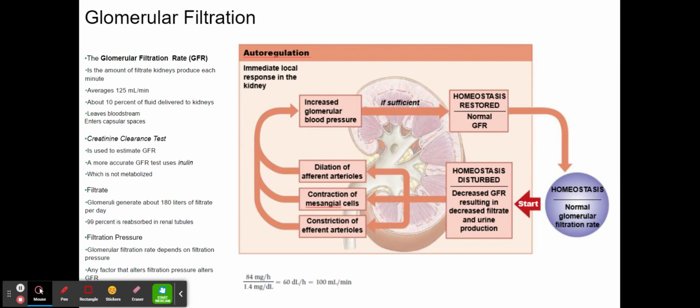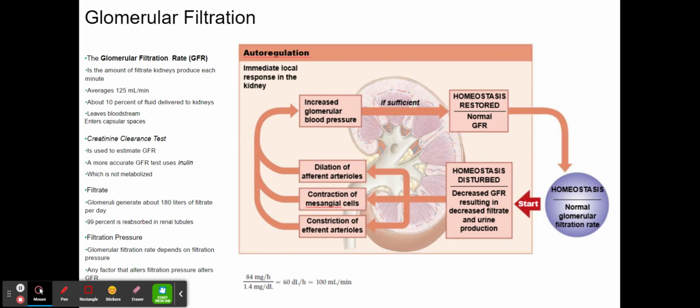The GFR is equal to the amount of excretion divided by the plasma concentration. So this person's GFR is 84 divided by 1.4, which is equal to 60 deciliters per hour, or 100 milliliters per minute. The GFR is usually reported in milliliters per minute. The value 100 milliliters per minute is only an approximation of the GFR. The reason is that up to 15% of creatinine in the urine enters by means of active tubular secretion.